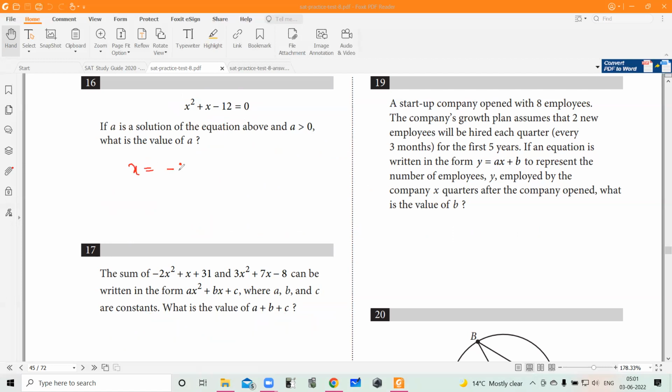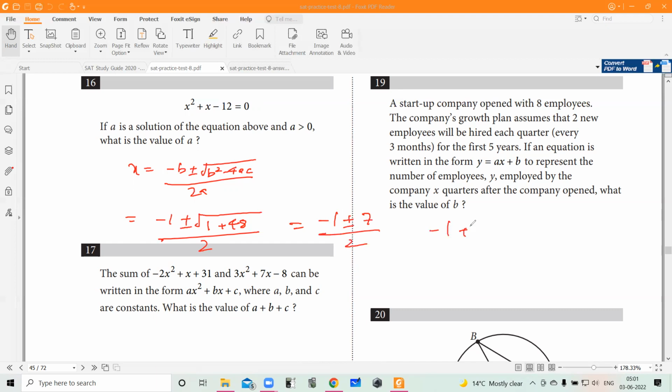So, negative b, that's -1, plus or minus the square root of b squared minus 4ac. So 1, minus times minus is positive, 4 times 12, that's 49. The square root of 49 is 7. So -1 plus or minus 7, divided by 2.